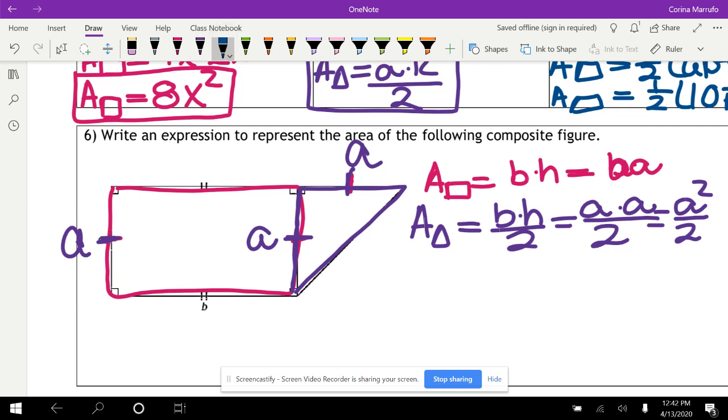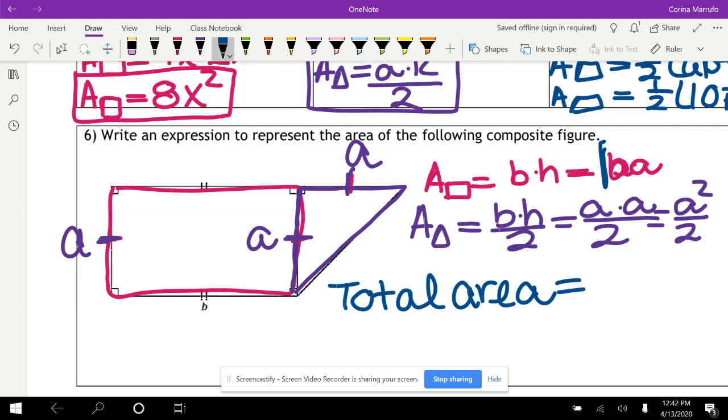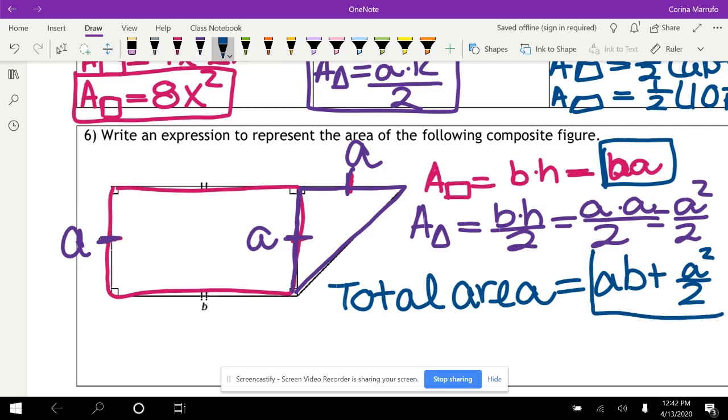So for our total area, we add them together. So it'll be, now this one, I'm not going to write as BA. The correct way is to write them in alphabetical order. So it'll be AB. And then we add it with the area of our triangle, which is A squared divided by 2. Okay, so this is one possible way to have our answer.